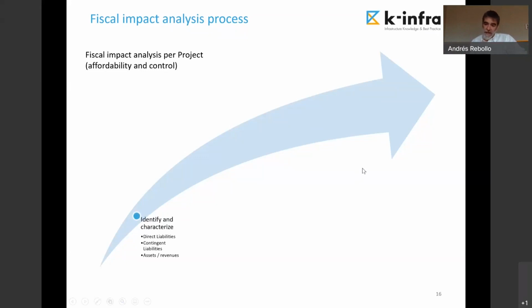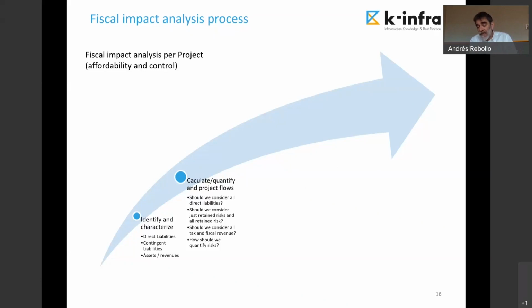So the first thing is to identify the PPP net liabilities and make some kind of characterization, so I understand how each of these items will evolve or react. So we have to identify, describe, and characterize the direct liabilities, the contingent liabilities, and the potential assets. Then we will calculate the values of those liabilities. We will have to quantify some of them, like contingent liabilities.